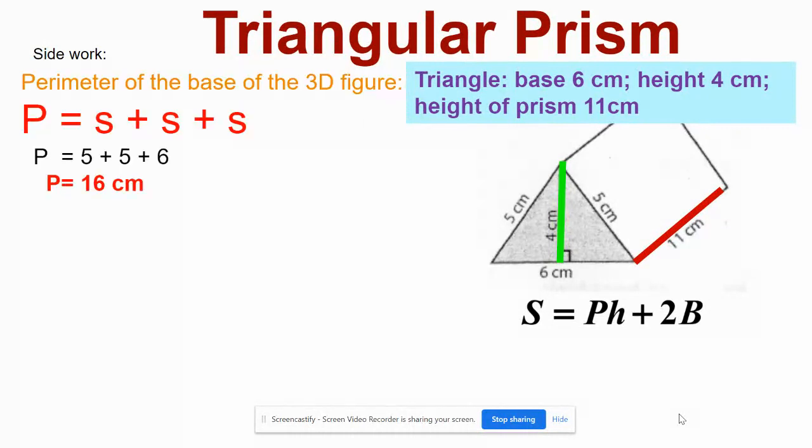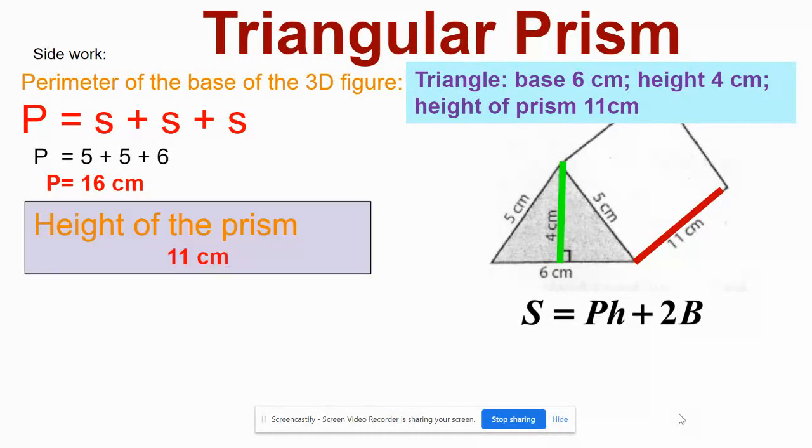To find big P, we're still going to add all sides of the triangle. So we're going to add 5 plus 5 plus 6, and we get the perimeter of our base as being 16 centimeters. We've identified the height of the prism as being 11 centimeters.